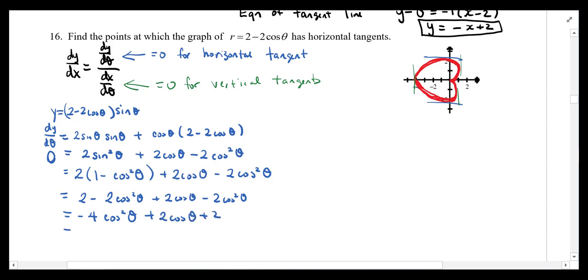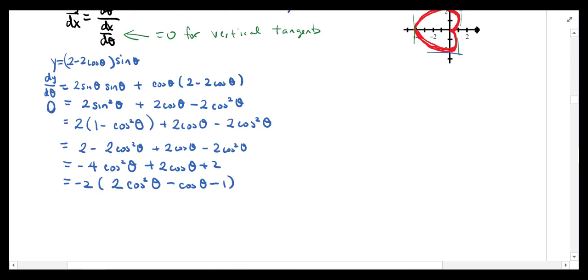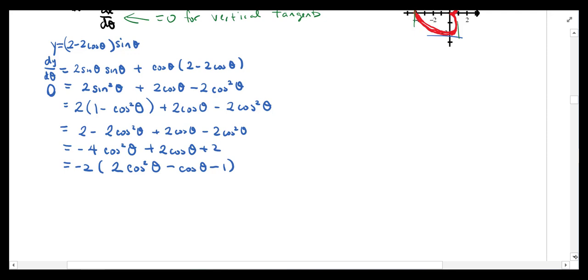Let's factor out a negative 2. 2 cosine squared theta minus cosine theta minus 1. Nice. I can factor that, all this stuff from pre-calculus 12. I think it's just 2 cos theta plus 1, and then cosine theta minus 1. Nice. So therefore, what do we have here?